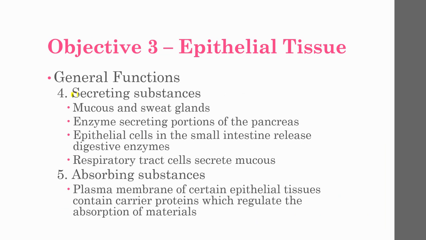They can secrete substances. We mentioned our membranes, like the mucous membranes. Also, all of your glands are going to be secreting some type of substance. There are some that secrete enzymes. And then they're also good at absorbing. A lot of epithelial tissues line your digestive tract, and in those areas we're going to be absorbing nutrients and water. A lot of those are going to have special proteins that allow those materials to be absorbed into other cells.